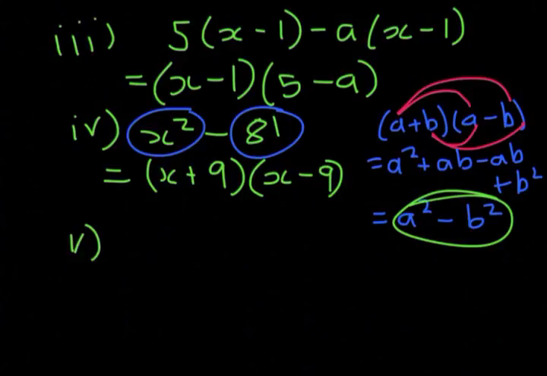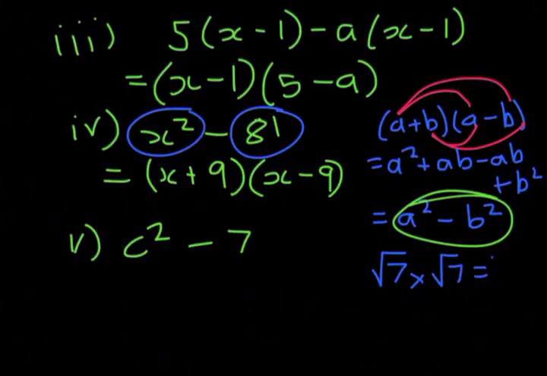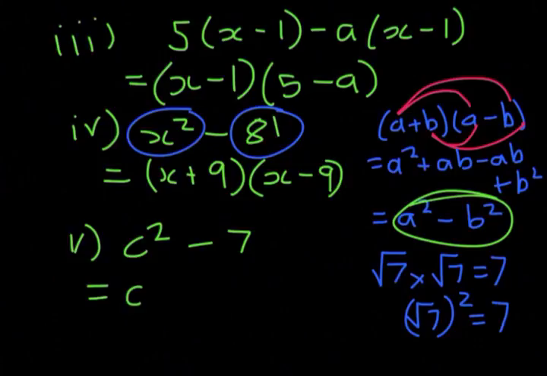Sometimes this can get more complex, and we might have something that doesn't actually look like it would be a difference of two squares, but we have to use our imagination. So let's say we had c squared minus 7. Now that 7 doesn't actually look like it's going to be a perfect square. However, if we can just remember that the square root of 7 times the square root of 7 equals 7, then that's a little bit like saying the square root of 7 squared equals 7. So we could rewrite this expression so that it's c squared minus the square root of 7 squared.